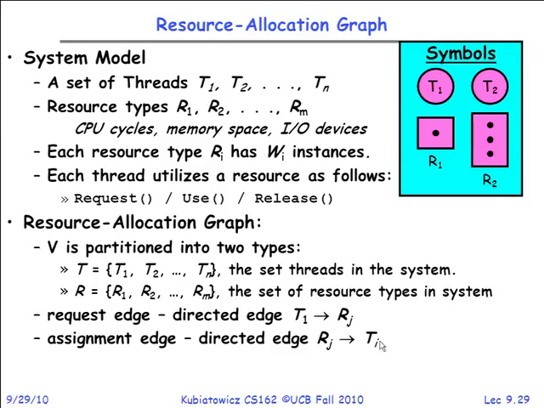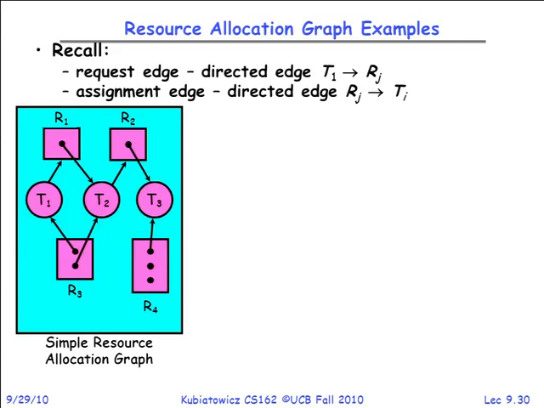Is this thing deadlocked? Why is this not deadlocked? Say again? T3 will finish. Okay, T3 will finish because it's got all the resources it needs. It finishes, it gives them back, gives resource 2 back, then thread 2 can get what it needs, it finishes, and so on. Then it gives resource 1 back and resource 3, and then thread 1 can finish. Everybody see that? So this graph is not deadlocked. Questions on that? I see a few puzzled looks.